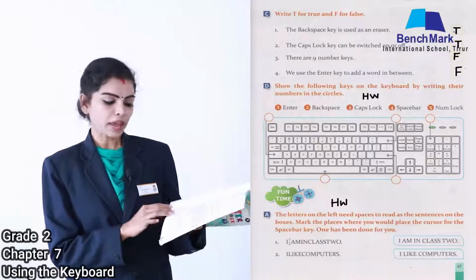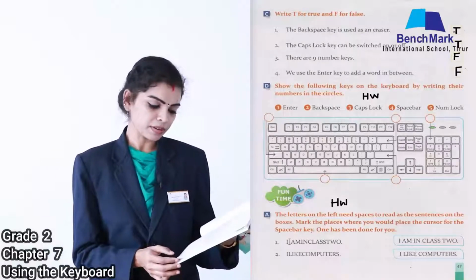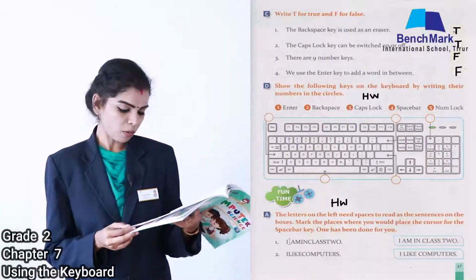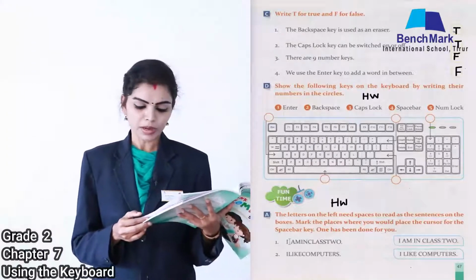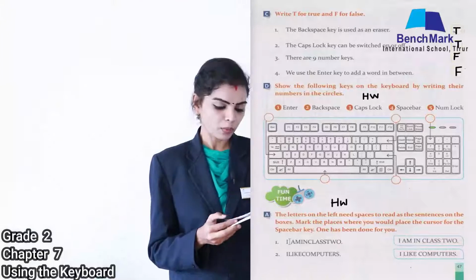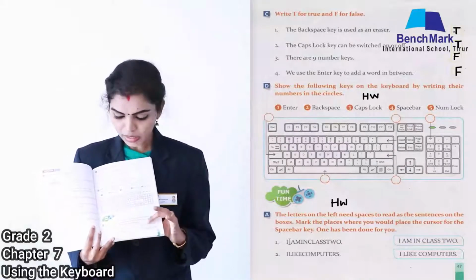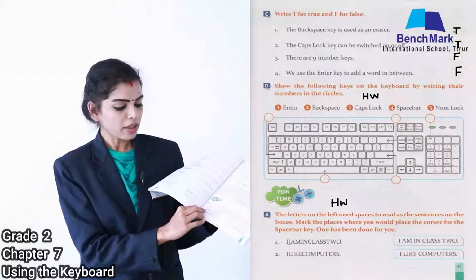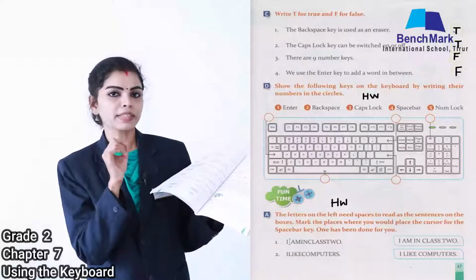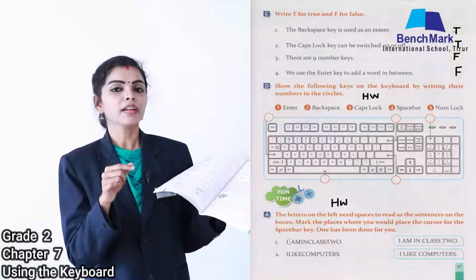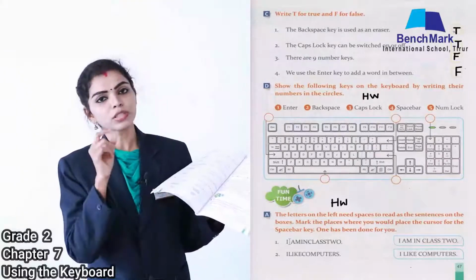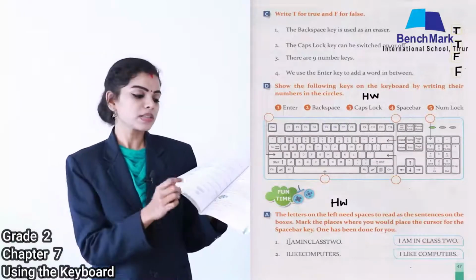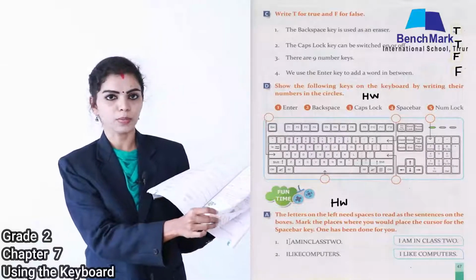Other than this, we have a fun time activity at page number 47. The letters on the left need space to read as a sentence in the box. Mark the places where you would place the cursor for the space key. One has been done for you. Here they have given the text and the sentence as it should be, and they have placed a cursor. By placing the cursor there, some space should be given, right? So you also need to place the cursor at all the positions where you need space. This is homework for you guys and you need to do this at home.